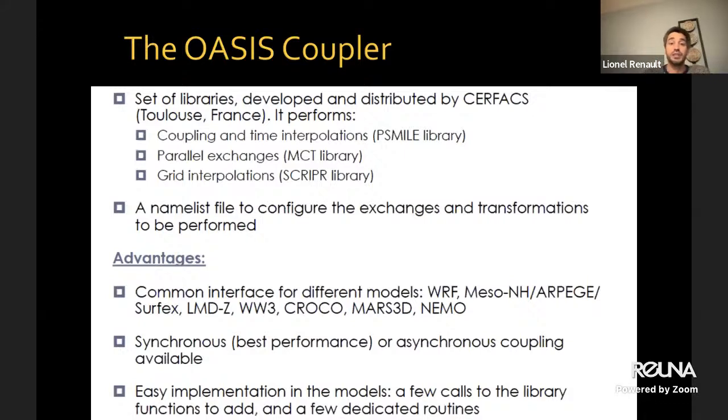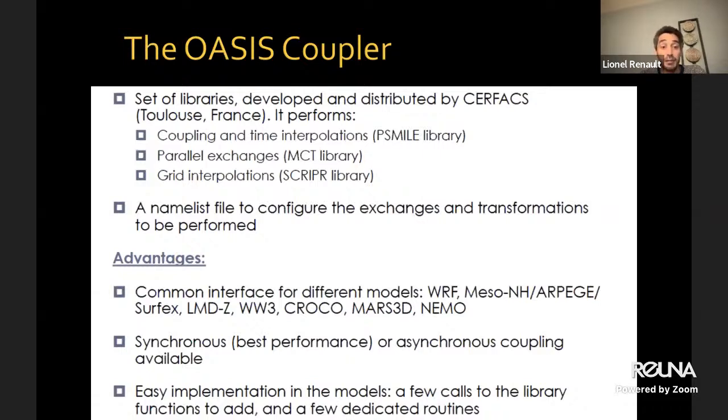So what is OASIS? It's a coupler that is distributed by Cerfacs in France. It is based on 3 different libraries: the PSMILe, for coupling and time interpolation, the parallel exchange MCT library, and the grid interpolation SCRIP library. Basically, we have to give a namelist to configure the exchange and the transformation between the models. So you will have an example later.